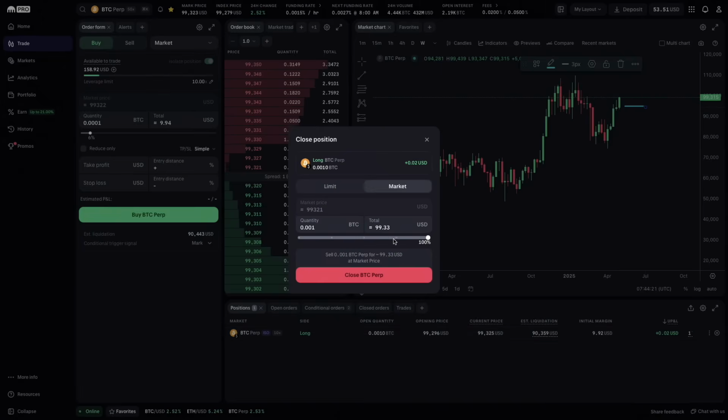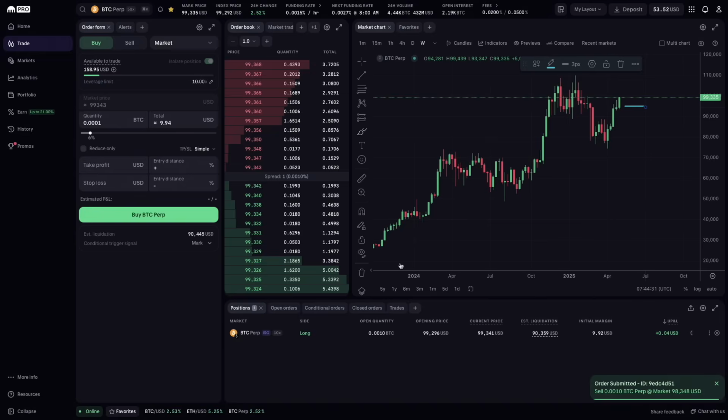You can close an amount of it. If you want to take some profits of 50% of the order, you can do so. Let's just close the whole entire order via a market order, close the perp position, confirm, and that gets you out of the trade.